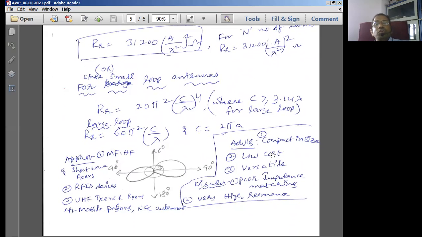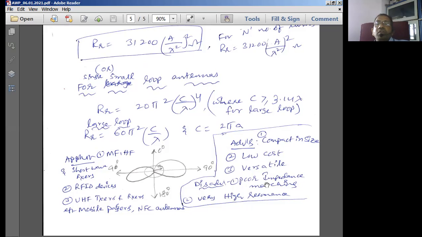The next one is the advantages. What are the basic advantages which we normally encounter for loop antennas? The basic advantages of loop antennas are that they are compact in size, and they are made up of simple copper and aluminum wire. Therefore, they are very cost effective, low cost, and versatile. Versatile means you can simply use them in many applications.